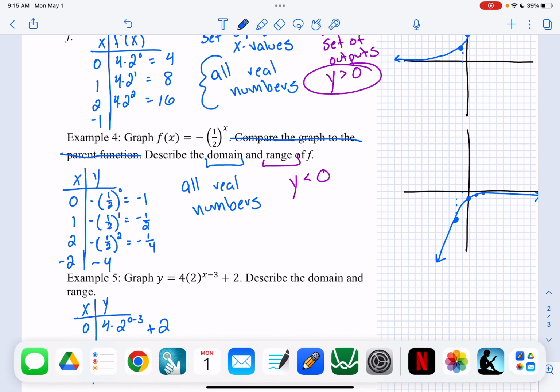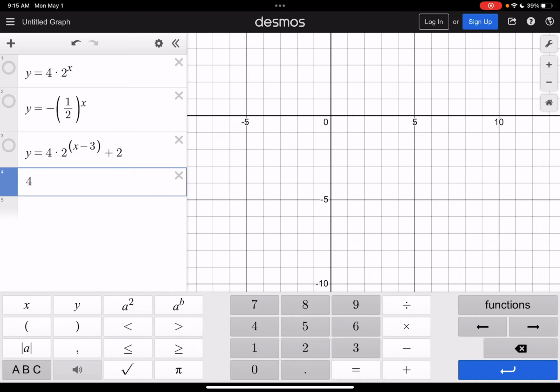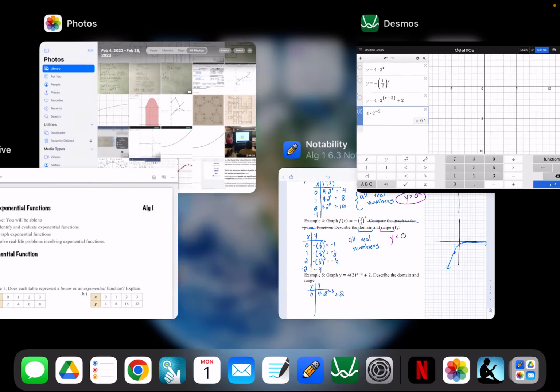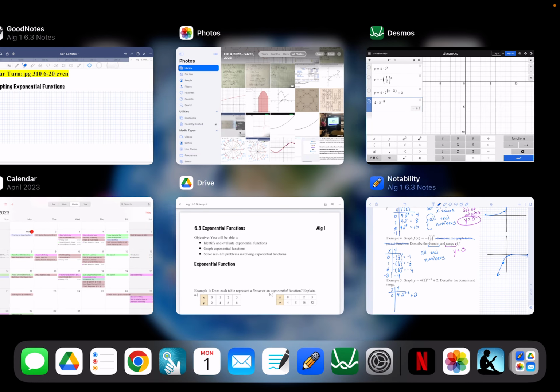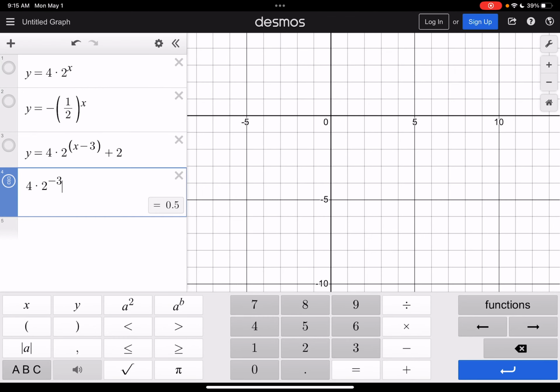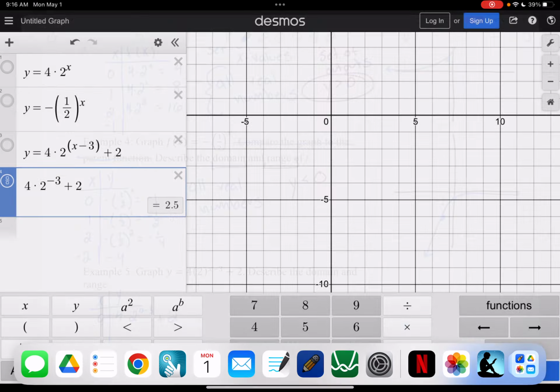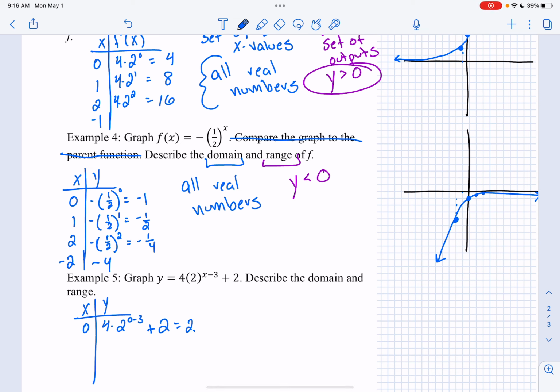So if we go ahead and grab our calculator, we would take 4 times 2 to the, and then it was 0 minus 3, so that's negative 3. And then, sorry, I lost the rest of it. Plus 2. Yeah, the one bummer with using an iPad is 2.5. So a 0 gives me 2.5. Okay. All right, so a 0 gets me 2.5.